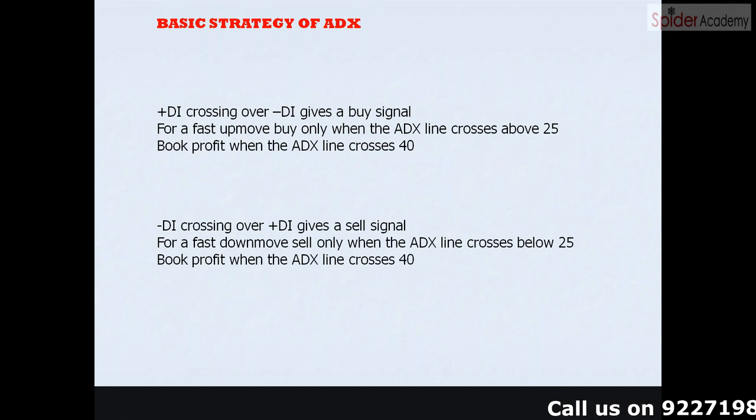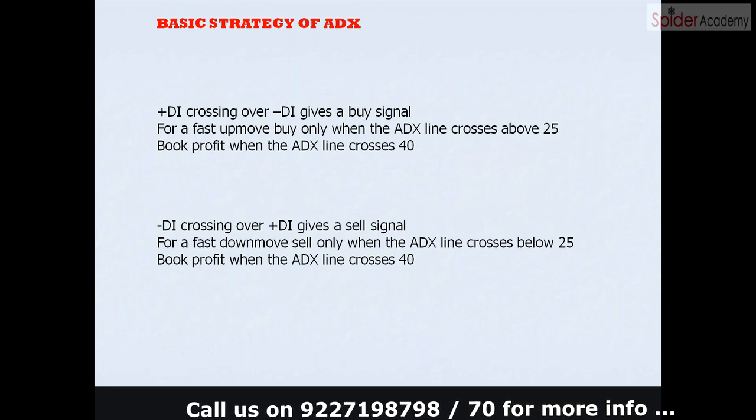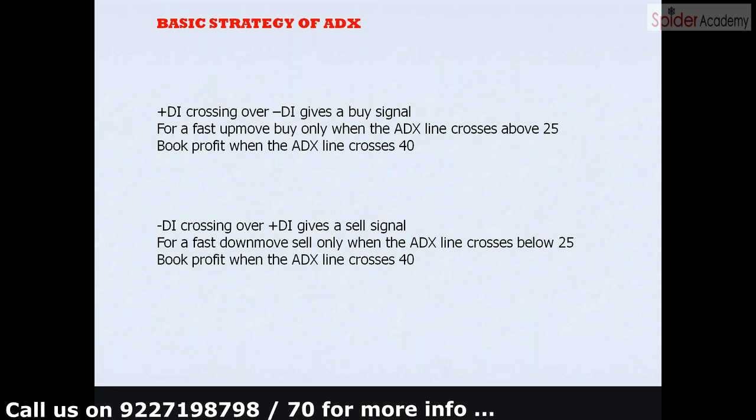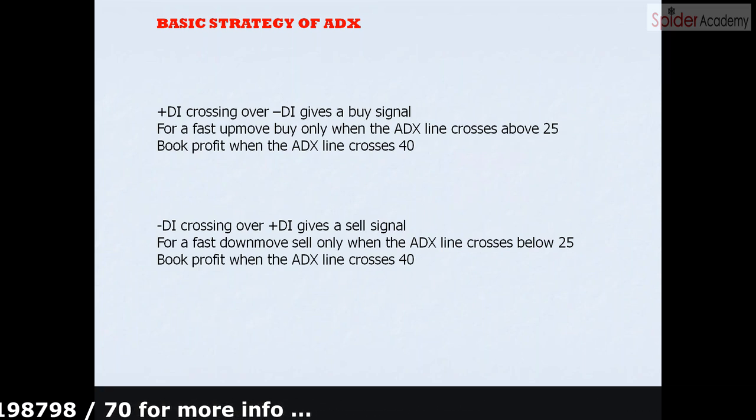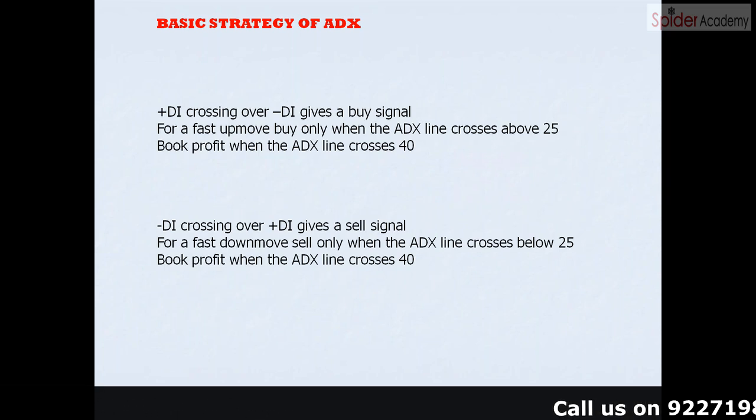About the sell signal. कब बाय सेल करोगे? जब रेड लाइन ग्रीन लाइन को नीचे से क्रॉस करेगा तब सेल करोगे. And what is the filter? ADX should be above 25. Book profit when the ADX line crosses 40.